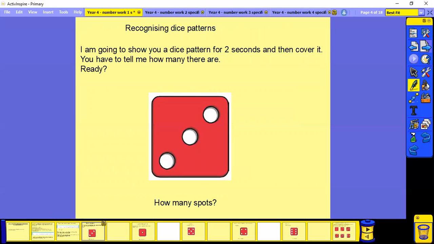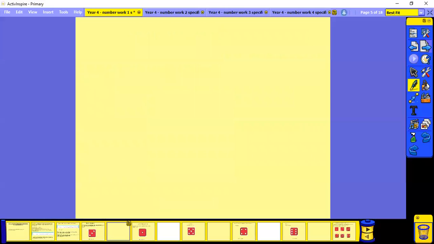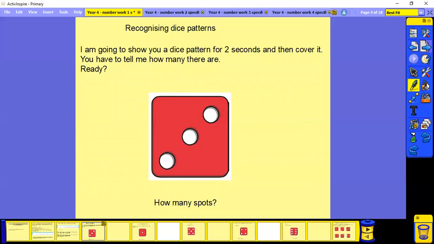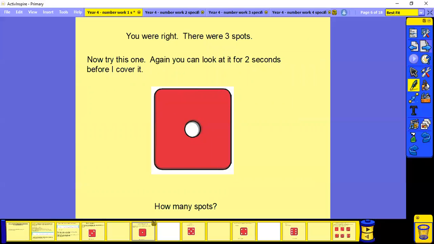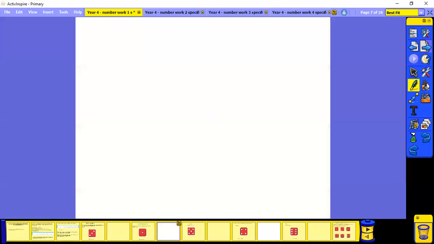So today we're going to have a look at recognizing dice patterns. I'm going to show you a dice pattern for 2 seconds and then cover it, and you have to tell me how many there are. You ready? How many spots were there? How many do you think? Let's have a look. Yep, you were right. There were 3 spots.